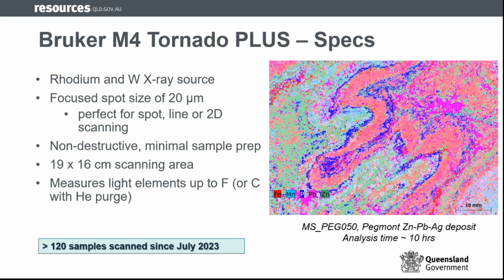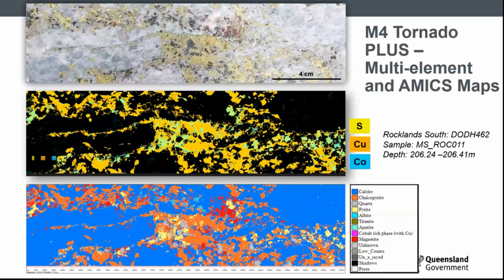As for the sample size here, we can fit samples up to 19 centimeters, and we can have this mapping done for selected samples. And you can see that from July last year, we have done over 120 samples. I looked at the record and I think that's quite a correct estimation of the extent of the work we've done using this instrument. Again, here is an example from the Rocklands.